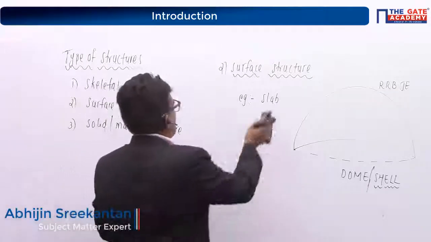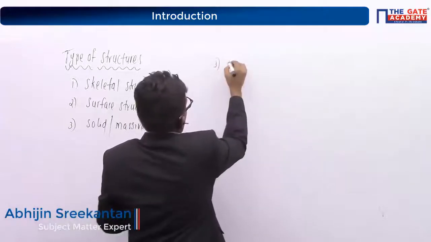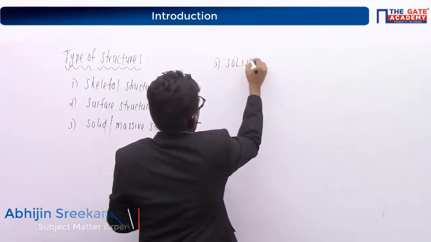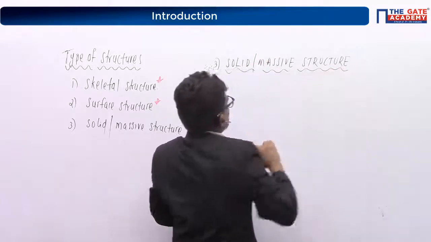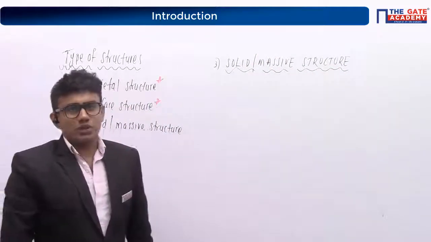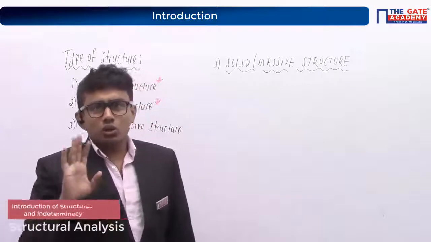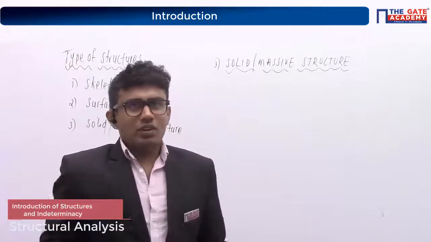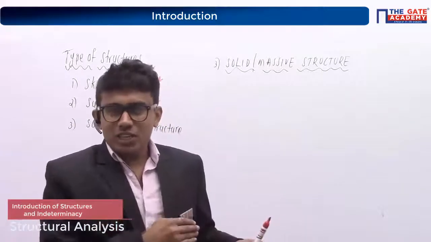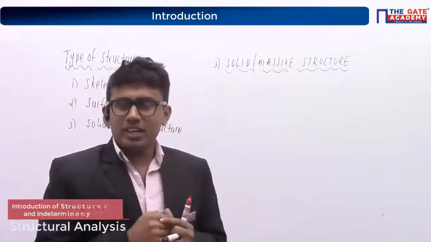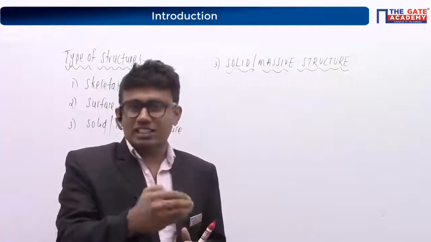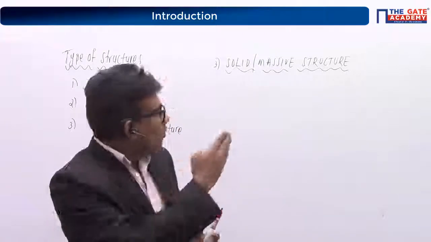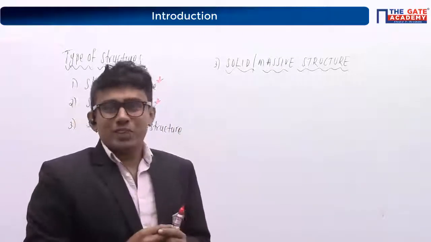That is our solid or massive structure. The third one here will be the solid or massive structure. What is this solid or massive structure? I know you got the concept. We were talking about skeletal structures where one dimension was predominating. We discussed surface structures where two dimensions were predominating the third dimension. Then tell me, what will be our solid structure? Anyone?